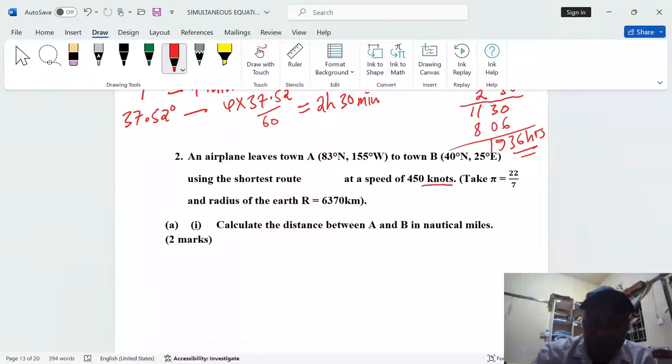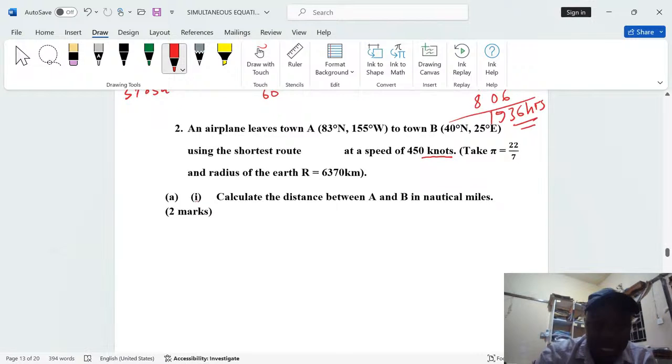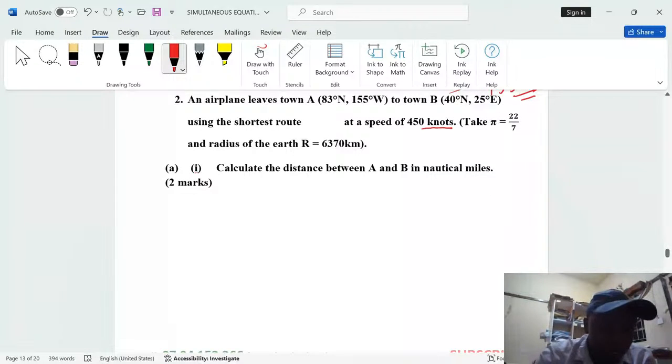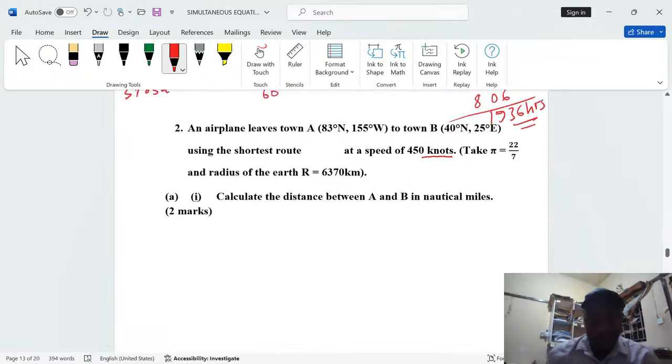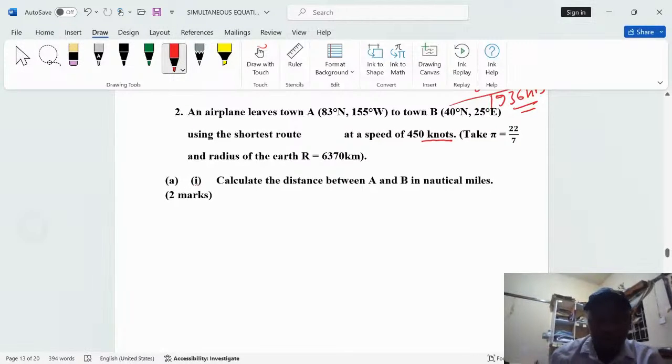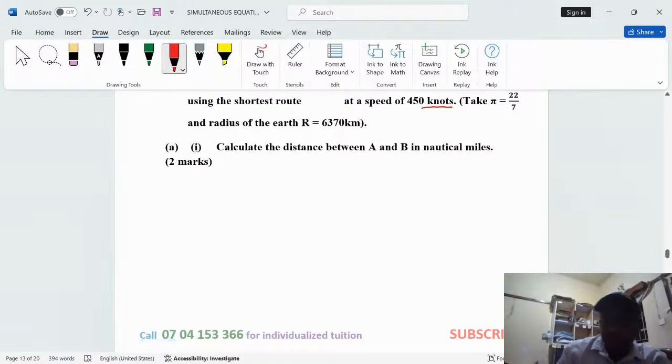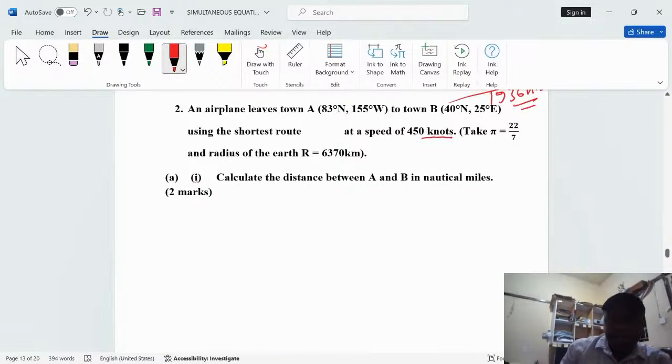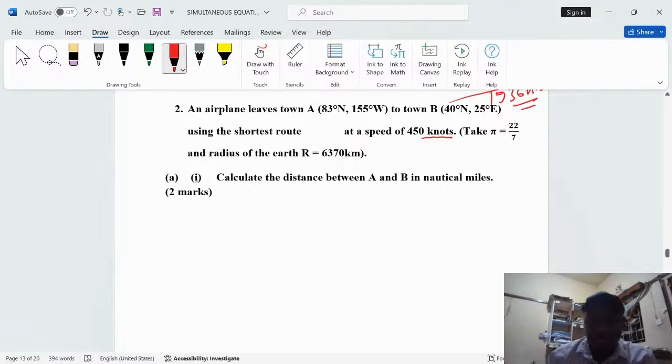Pi is 22 over 7. Radius of the Earth is 6370 kilometers. Part A, Roman 1, calculate the distance between A and B in nautical miles for 2 marks. It is now along the shortest route. Latitude, it is along the North Pole. Therefore, a place is at 83 and another one at 40.